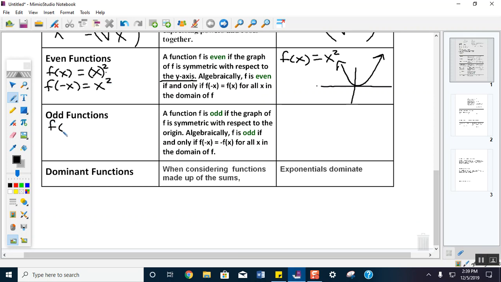Now we talk about odd functions, and probably the easiest odd function to talk about is f of x equals x to the third power. Okay, now this one's a little trickier, but a function is considered odd if the graph of f is symmetric with respect to the what? Meaning if I make half a turn at the origin, if the origin is my center of rotation, the graph would look exactly the same. So maybe, I don't know, drawing it. The graph of x to the third might look like this.